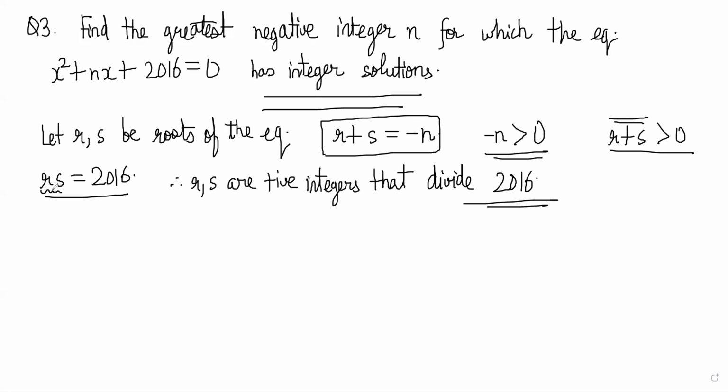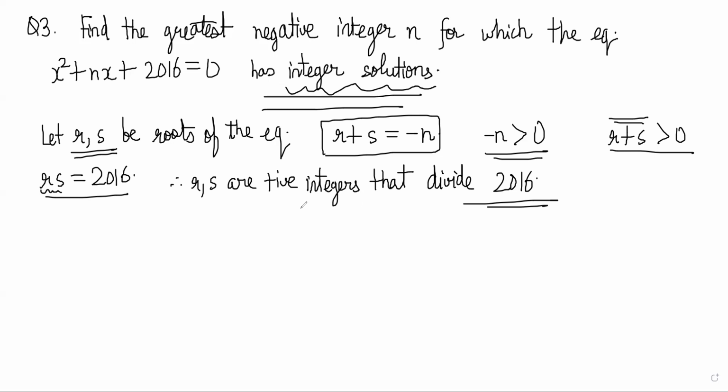Why do they have to be positive integers? Because we have said that the equation is supposed to have integer solutions. It's not real numbers. We are talking about integer roots of this equation, right? So R and S are positive integers that divide 2016.